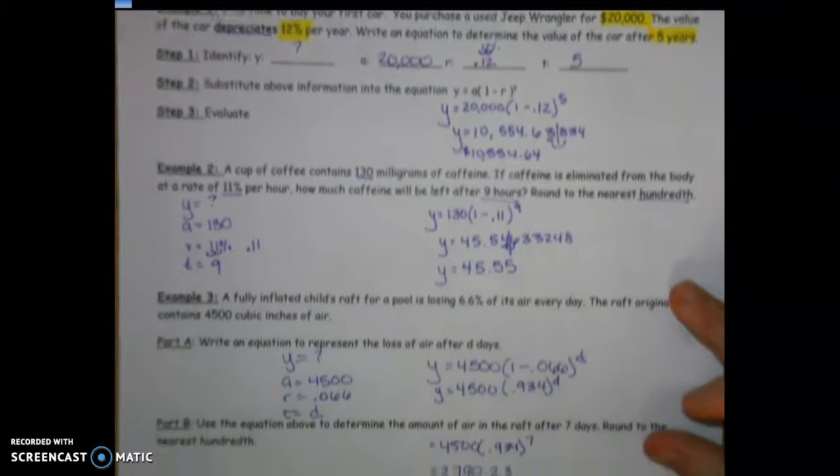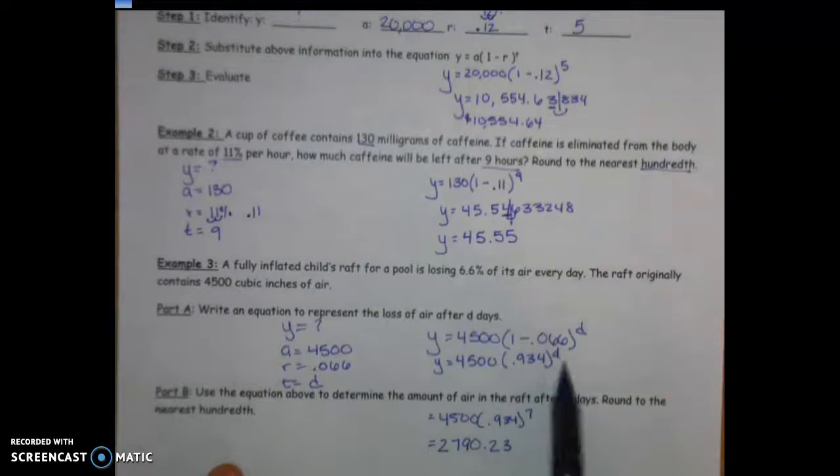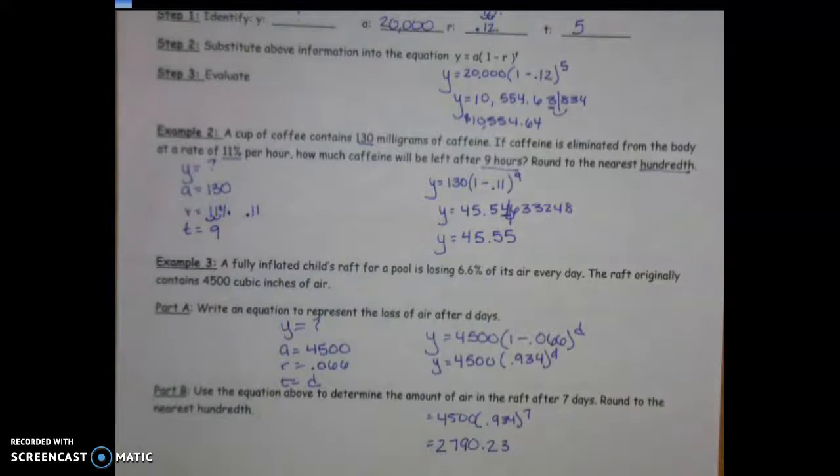Okay, here are your answers for number 3. They ask you to represent time as d, so I put a d here as my exponent instead of a t, and then when I plug in a 7, I get 2,790.23.